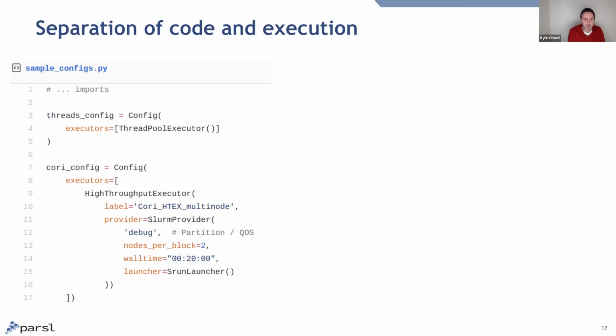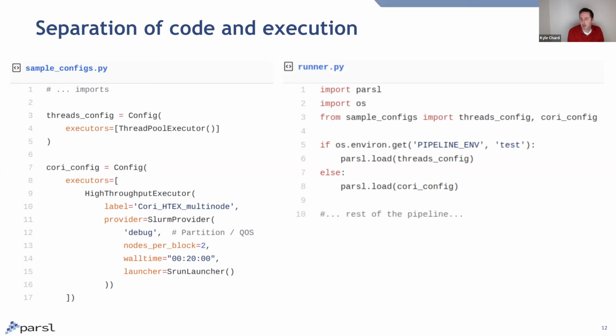So we see here we're declaring two configurations, the first using local threads on your local machine, and the second using a Slurm resource, in this case Cori at NERSC. And then in my code, I can import these different configs depending on what I want to do. I can define an environment variable, I can hard code the config I want to use, I could make it a command line arg, etc. I can do whatever I like to pick and choose these configs. And we've even seen people dynamically produce these configs in their execution script.